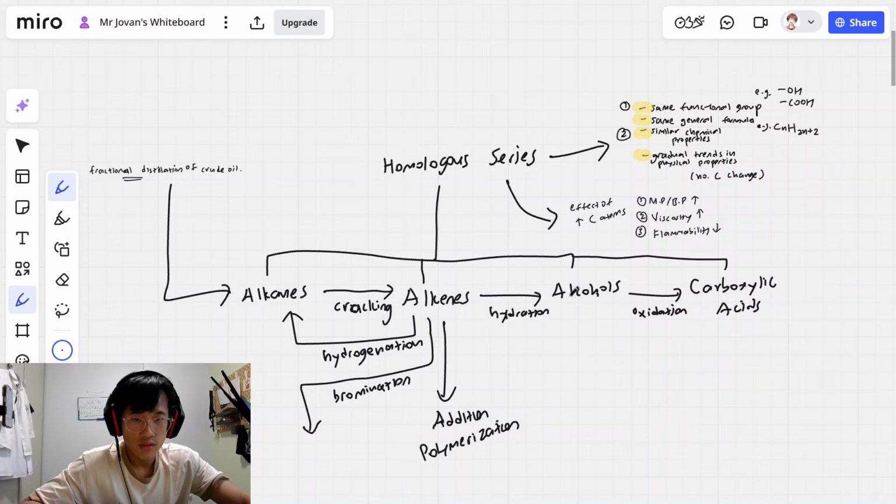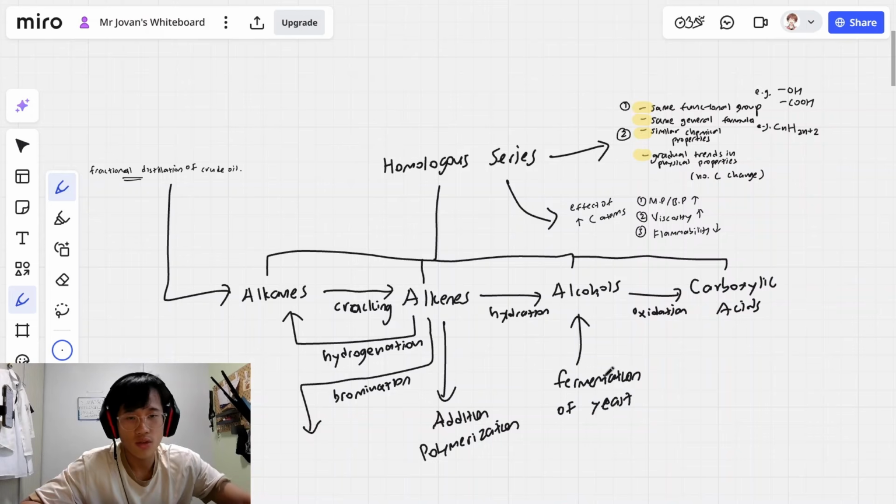Alcohols. Besides hydration, how can we get alcohols? Fermentation of yeast. Okay, I believe you guys can write much more neatly than me. I'm writing it so that you guys can just see, okay?